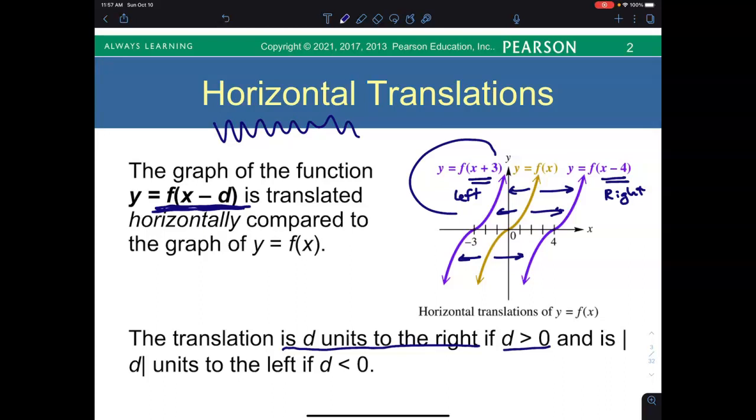So I think the graph is probably the more helpful thing to look at here. They're showing if you add 3, it shifts 3 units to the left. If you subtract 4, it shifted 4 units to the right.